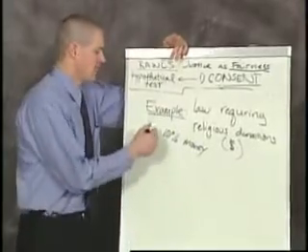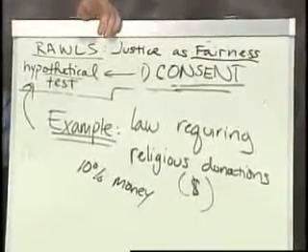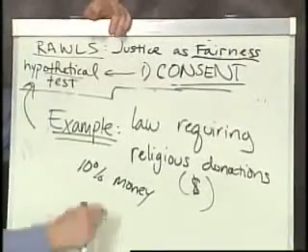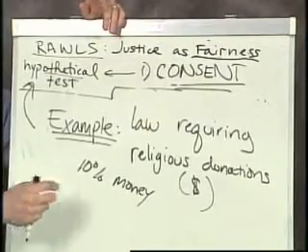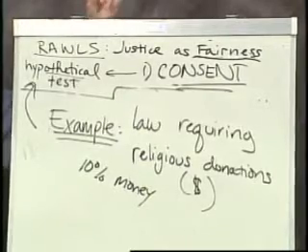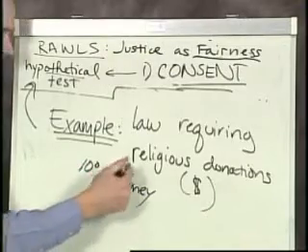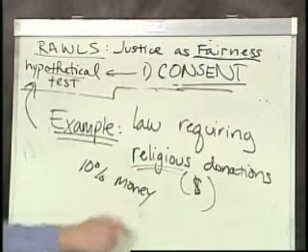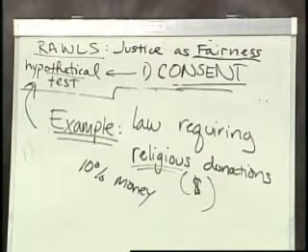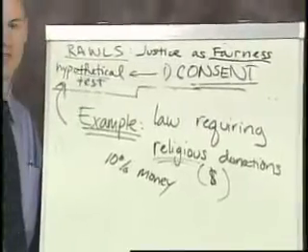Now, if we take this example and we put it into the test, so we put it into our hypothetical bargaining procedure, and we say, could I agree to this if I didn't know any of the things that I'm going to be ignorant of behind the veil of ignorance? So, could we agree to this law? And it's probably pretty clear that Rawls would say we cannot agree to force people to give 10% of their money to a religious institution.